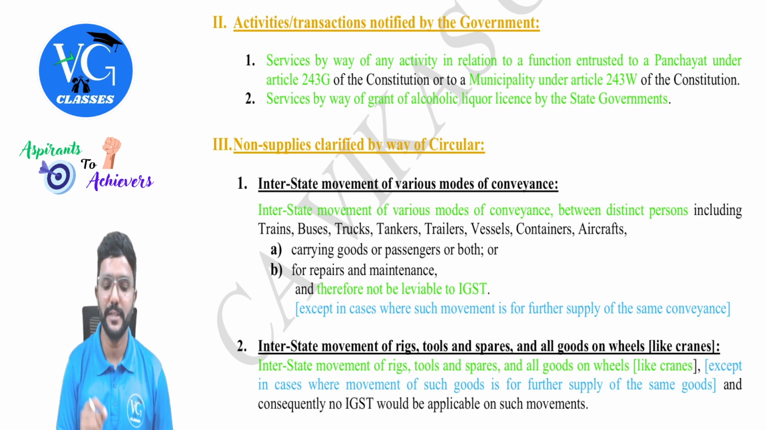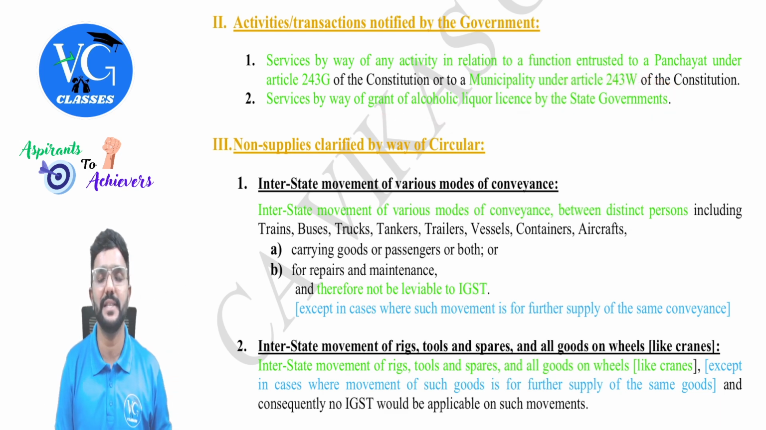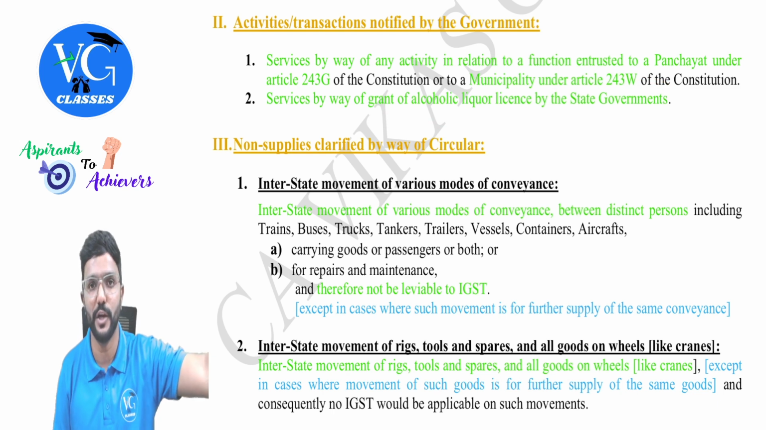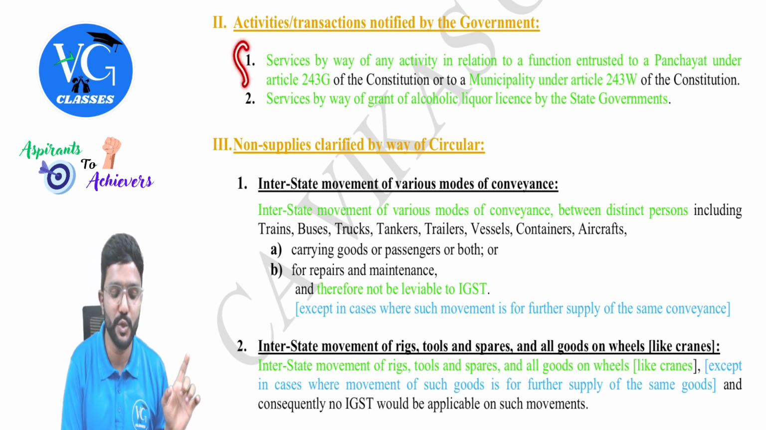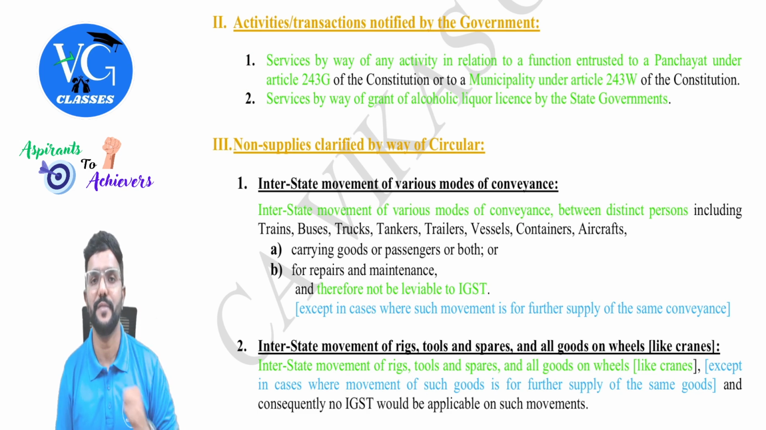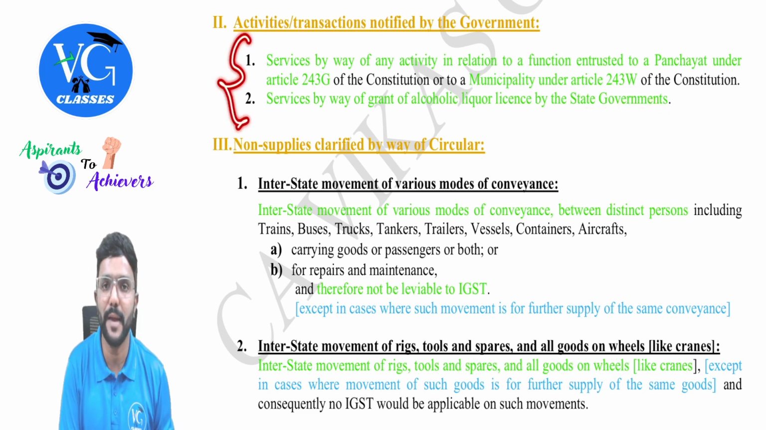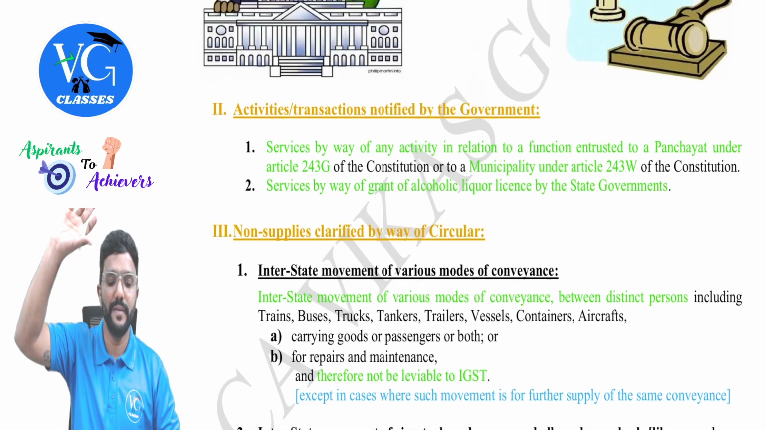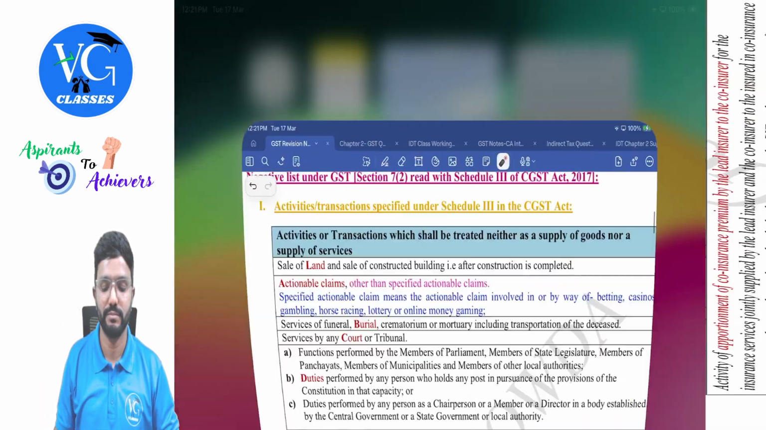No. And please be careful, guys. Only the grant of alcoholic liquor license by state government is covered here. If it is any other license, like assume for mining and all, is it liable for GST? Yes. Only these two activities are neither the supply of goods nor supply of services. As per which section? 7.2. And please be careful, sir, is this a part of Schedule 3? No. Whatever we learned above this, okay, that part is a part of Schedule 3.